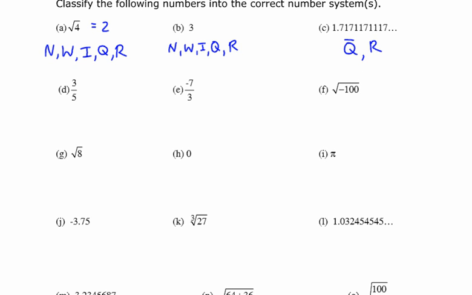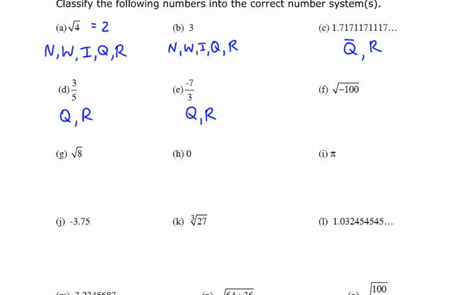3 over 5. Okay, right away, because it's a fraction, we can eliminate which 3 categories? The natural, whole, and integer. So is it rational? Yes. By definition, it can be written as a fraction, and all rational are also real. Okay, next guy. Right away, we can eliminate natural, whole, integer. Is it rational? Can you write it as a fraction? Yeah, it's shown that way, and then real.